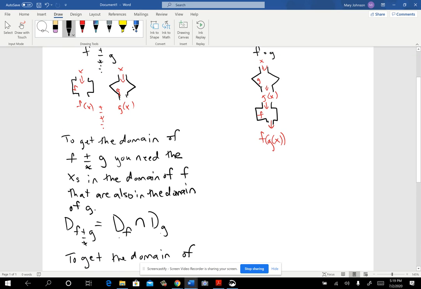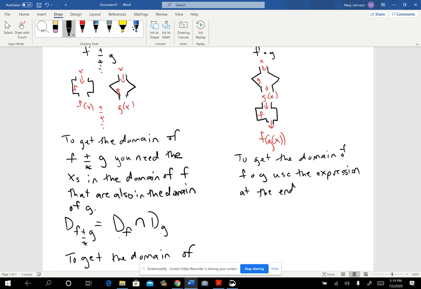All right, so when you're trying to get the domain for that, to get the domain of f, composition of f with g, use the expression at the end. So once you make it all the way through both functions, use the expression at the end. Consider the trouble spots you see in that expression. Okay, so consider denominators and consider the part under the radical having to be bigger than or equal to zero.